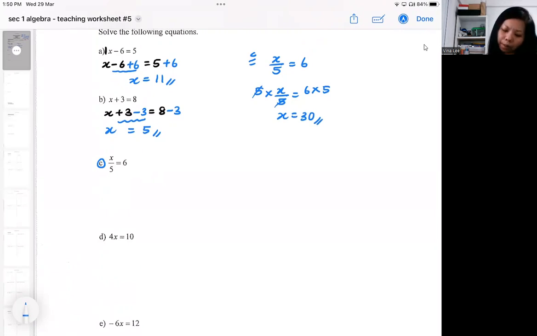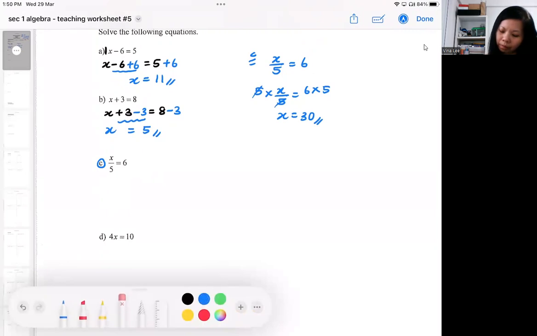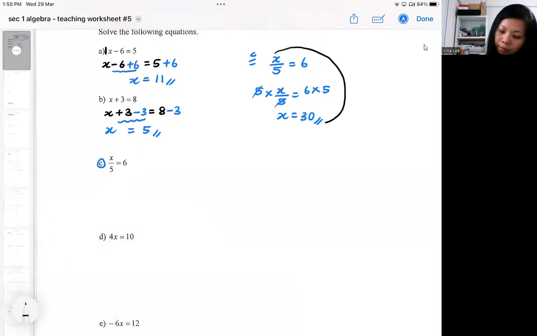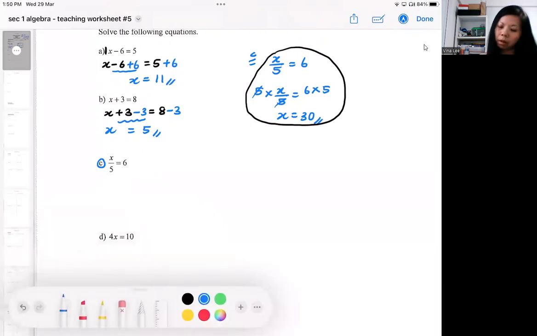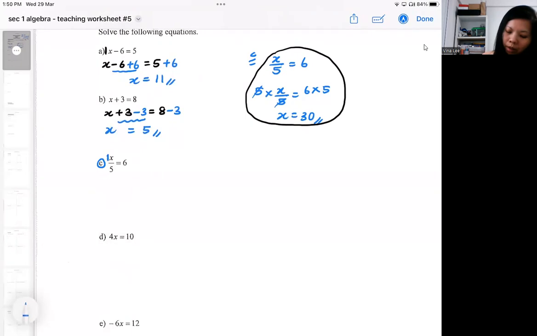In fact, there are 3 methods. So I show you. This one is method 1. Another one will be, you look at it as this one is like 1x. So essentially, this is 1/5 x equal to 6.